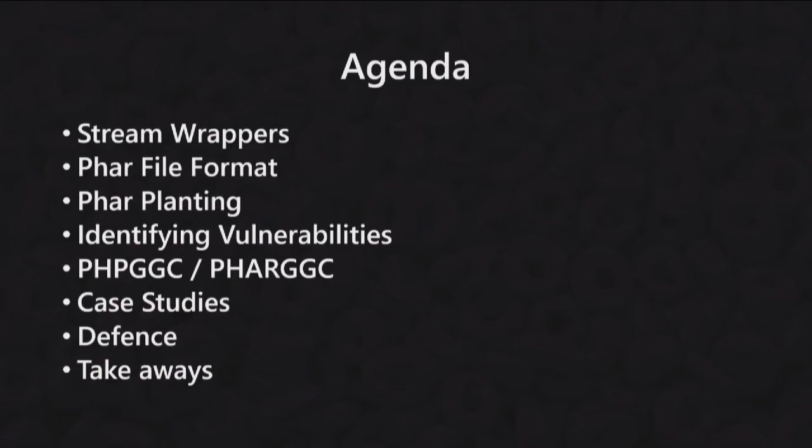We'll look at something I've called PHAR planting, so that's getting a PHAR archive onto your target, looking at any methods that might work beyond simply uploading a file, identifying the type of vulnerabilities that are affected by this. There's a tool called PHPGGC, which is essentially the PHP equivalent of Why So Serial, and the author's kindly given me permission to release a branch alongside this talk which implements the techniques I'll be talking about. But it uses the same payloads which are already there but can encapsulate them in this PHAR file format.